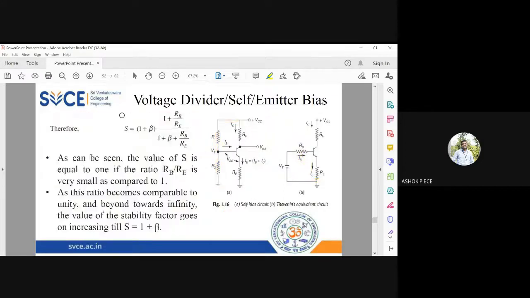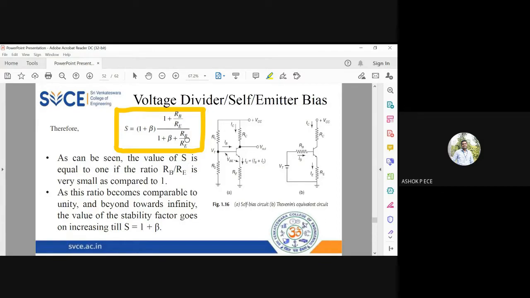So this is another simplified form of S. They have taken a 1 plus beta term as common, so you can also write 1 plus beta into this format. As you can see, this RB by RE value is very, very small. You can neglect the value when RB by RE is very, very small. This can be neglected.